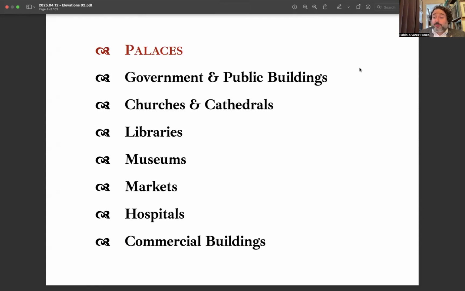So we're starting with palaces. And remember, this is about classical architecture. So I am deliberately omitting a lot of other architecture.